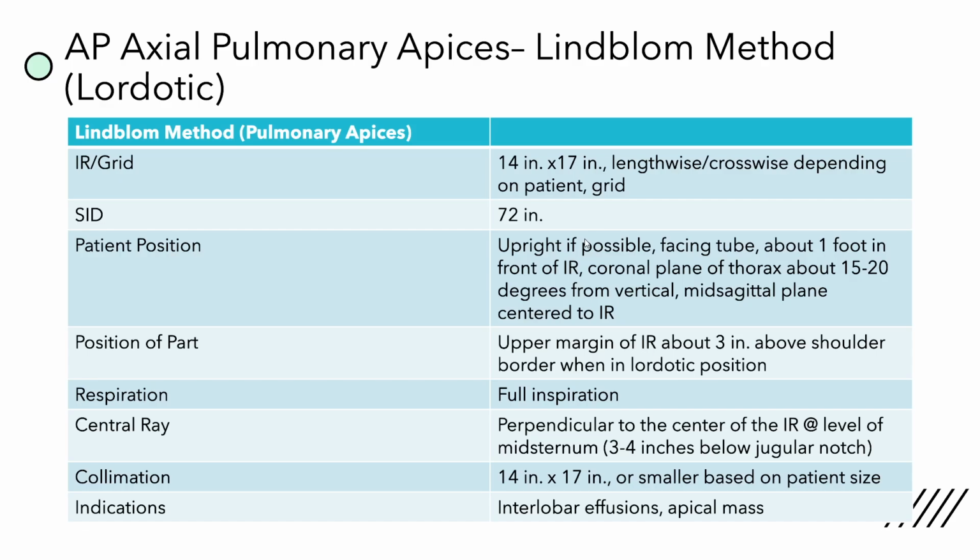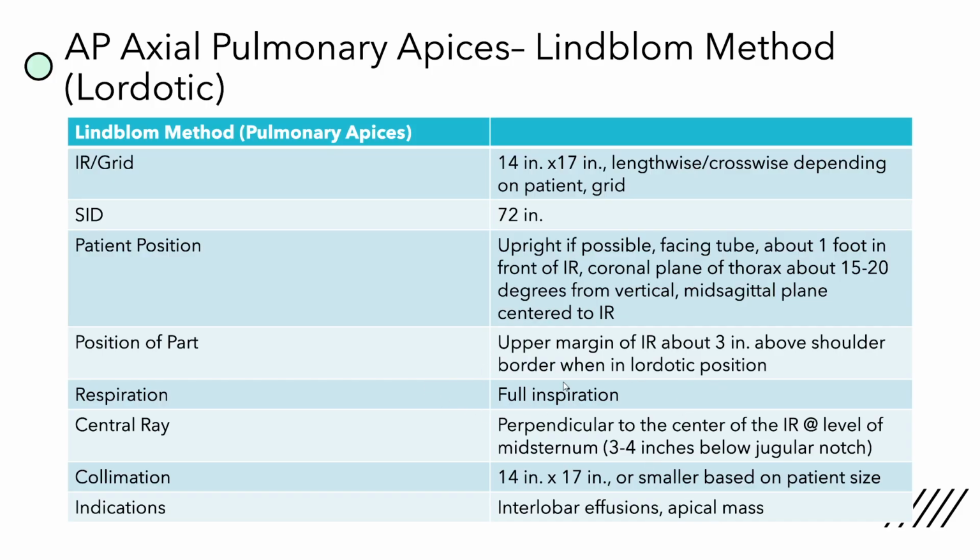Again, 14 by 17 and 72 inches. The patient position, again, will be upright, and they'll be standing about 1 foot in front of the IR and leaning back against the IR. The upper margin of the IR is now 3 inches above the shoulder border in the lordotic position, because now their body is at an angle, and we don't want to miss those apices on the image. So the IR should be 3 inches above the shoulder border.